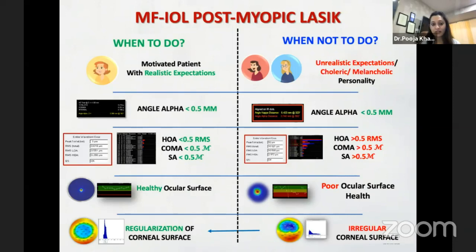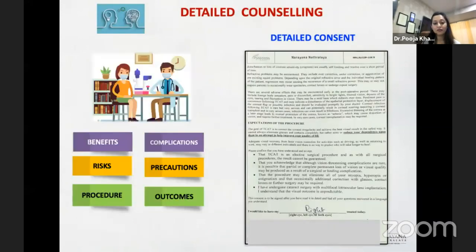But first of all, you need an extremely motivated patient with realistic expectations. Your angle alpha should be within normal limits, which would be less than 0.5. Your corneal aberrations also should be within normal limits. Your ocular surface should be very healthy, and your cornea should be regular. It should be like a well-centered ablation and a good peaked EKR map. Then only you would choose to go ahead with a multifocal lens. Otherwise, if the patient has any contraindication or any one factor which is not falling in place, you would probably avoid a multifocal lens and you would put in a monofocal lens for this patient.